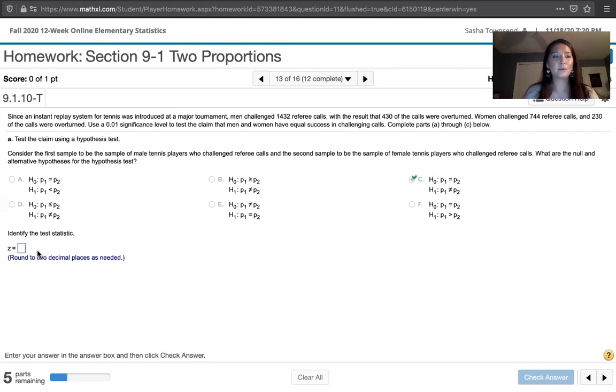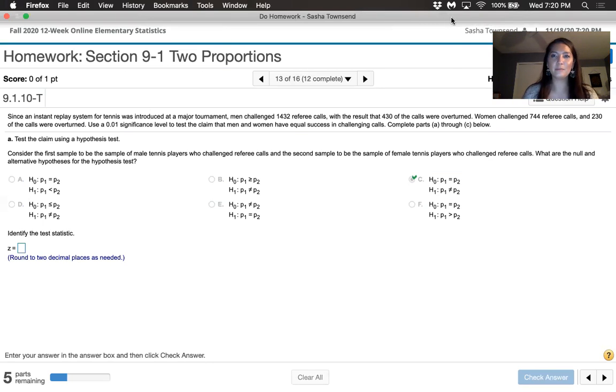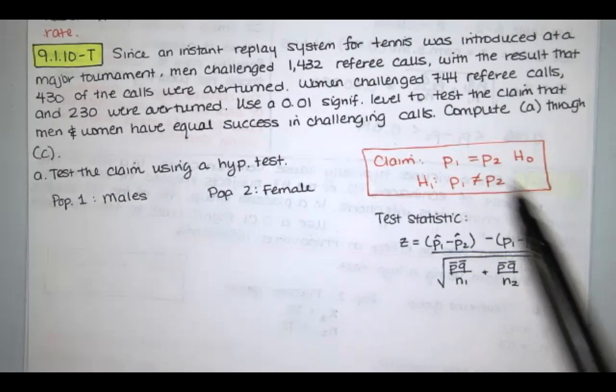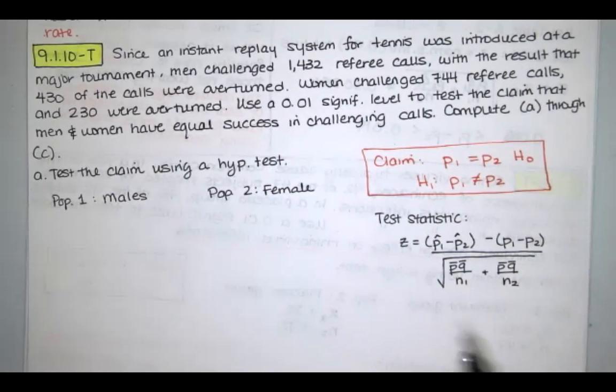The next thing we want to do, if we're testing a claim about a hypothesis involving two proportions, is identify the test statistic. In order to do this, I'll share my paper with you. Okay, so this is our formula for the test statistic. This is on the Triola formulas and tables, so you'll never have to memorize this, but I do want you to understand what this represents.